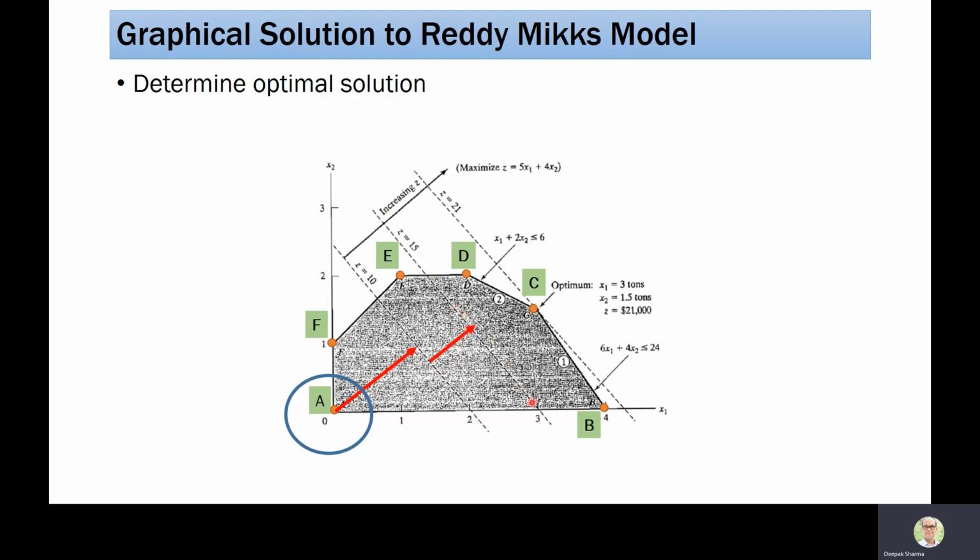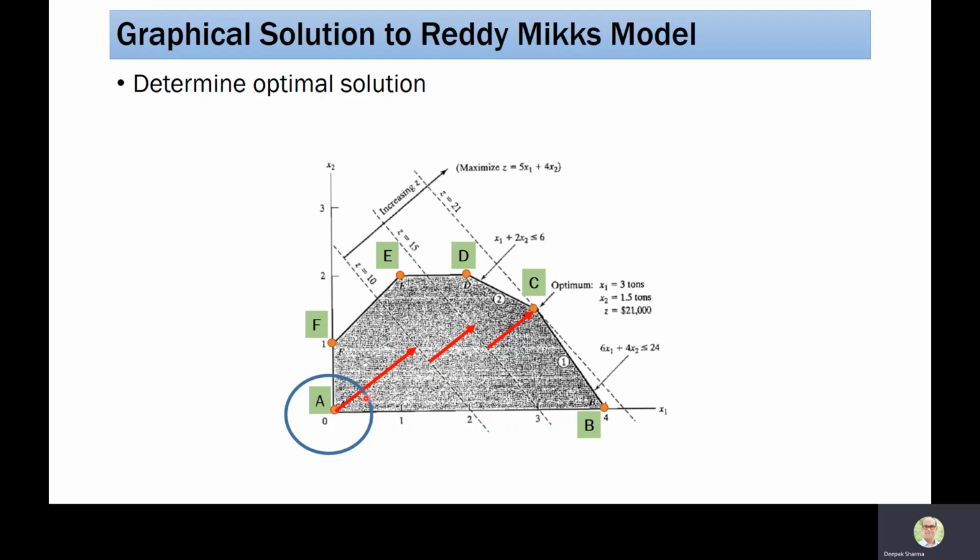If I go further, this line represents z equals 15, which means the objective function is further improving because we want to maximize z. So I'm getting better and better profit. Finally, what is the last point? This line corresponds to 5x1 plus 4x2, so the slope of the line is known to us. When I move this line and find the last point of the feasible search space, that becomes the optimum solution for the maximization problem.